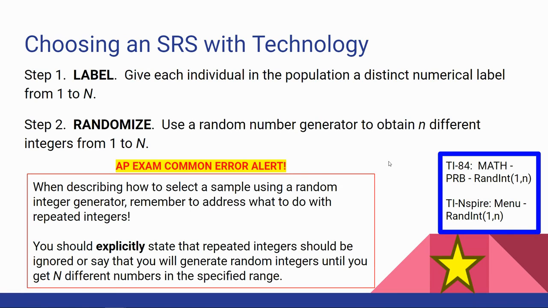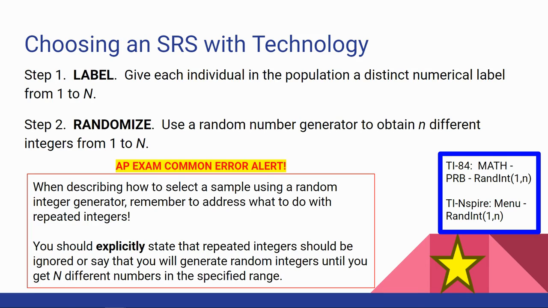So choosing an SRS with technology. There's a couple of ways that we can do this. With technology, first and foremost, always label your population. So say your population was 100 people, you would label them 1 to 100. And then you would randomize. You would use a random generator to obtain the number of people in your sample, the sample size, that many integers between 1 and n, and whoever those integers belong to, that's who's in your sample.